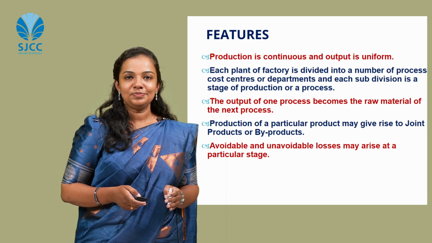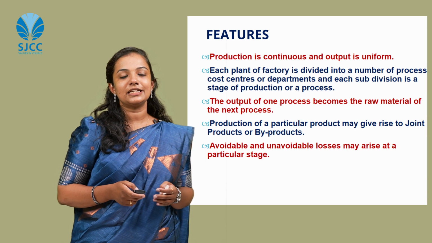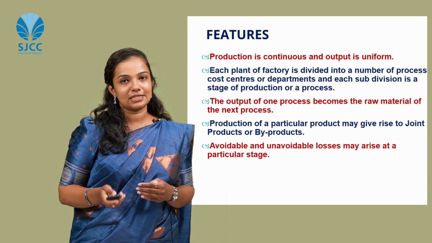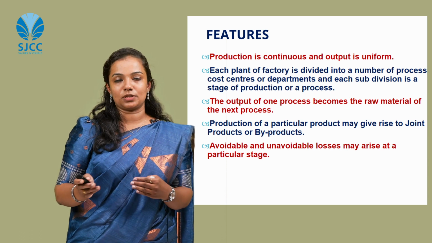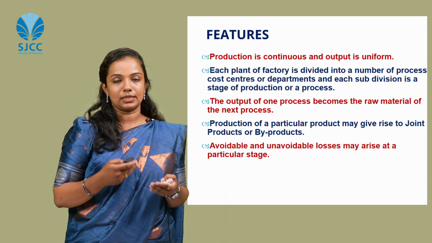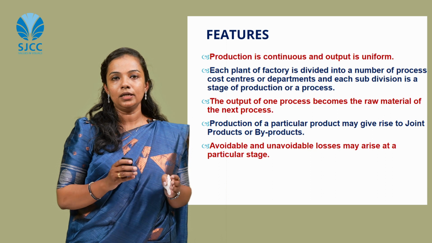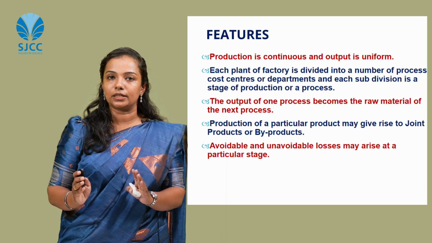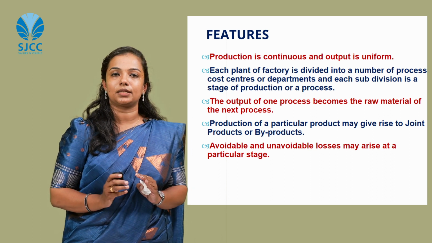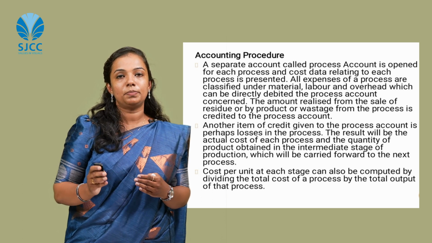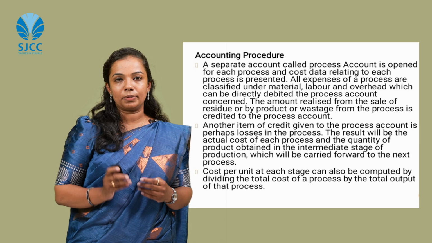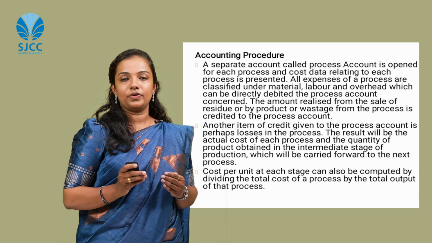Okay. Then we already discussed the factory is divided into various processes or departments and a separate account is maintained for each process. നമ്മൾ പറഞ്ഞു വേരിയസ് പ്രോസസ് അല്ലെങ്കിൽ വേരിയസ് ഡിപ്പാർട്ട്മെന്റ്സിലൂടെയാണ് ഒരു റോ മെറ്റീരിയൽ ഒരു ഫിനിഷ്ഡ് പ്രോഡക്റ്റ് ആയിട്ട് മാറുന്നത്. അപ്പോൾ പ്രോസസ് കോസ്റ്റിംഗിൽ ഓരോ പ്രോസസ്സിലും സെപ്പറേറ്റ് അക്കൗണ്ട് പ്രിപ്പയർ ചെയ്യുന്നു. What are the costs we are talking about?